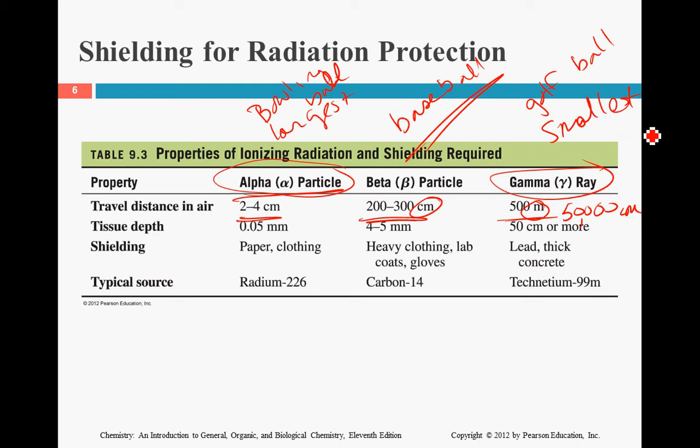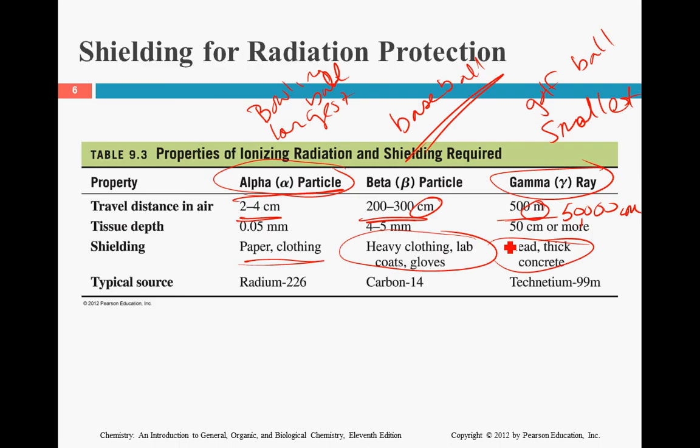So because of that, when we're looking at ways to protect ourselves, the alpha particles can be stopped with clothing or a piece of paper. If we're looking at beta particles, you're going to need something a little bit more substantial. And gamma rays are the most dangerous, and you'll need a lead coat or thick concrete to protect yourselves. And that is the end of the introduction for nuclear radiation.